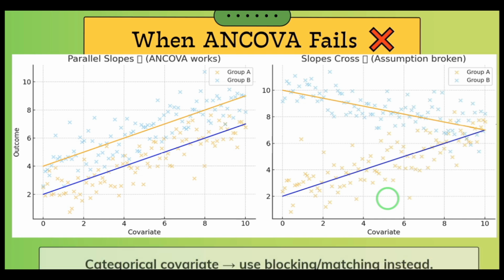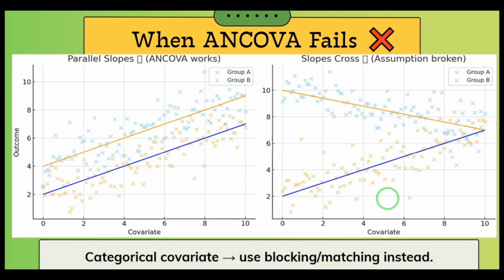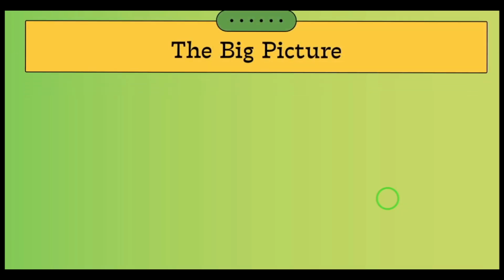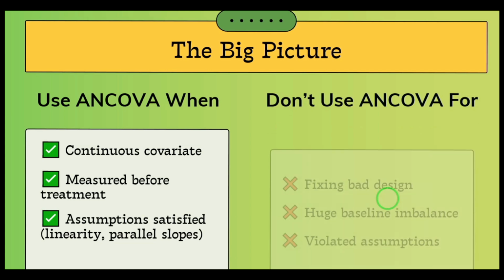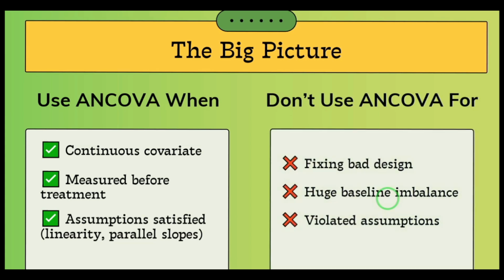And finally, the last scenario of not using ANCOVA is when the covariate is categorical. ANCOVA assumes a continuous covariate, so if you have a categorical one, consider blocking, matching, or stratification instead. Here's the big picture of what we talked about so far. Use ANCOVA when you have a meaningful continuous covariate measured before treatment and the assumptions are satisfied. And don't use ANCOVA to fix a badly designed experiment. It cannot rescue you from baseline imbalance or assumption violations.